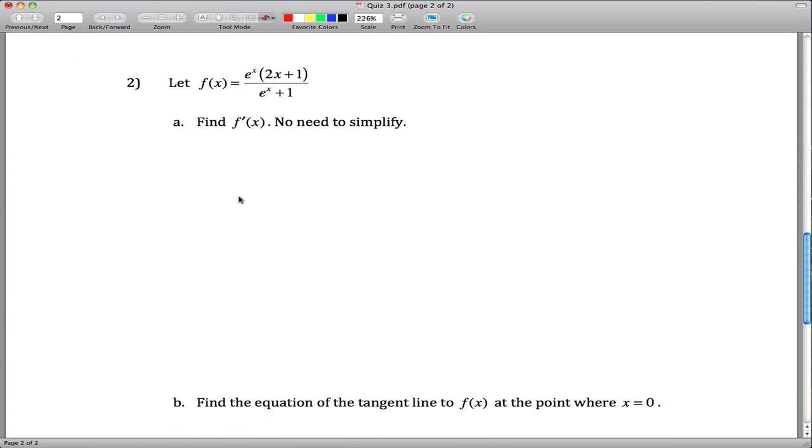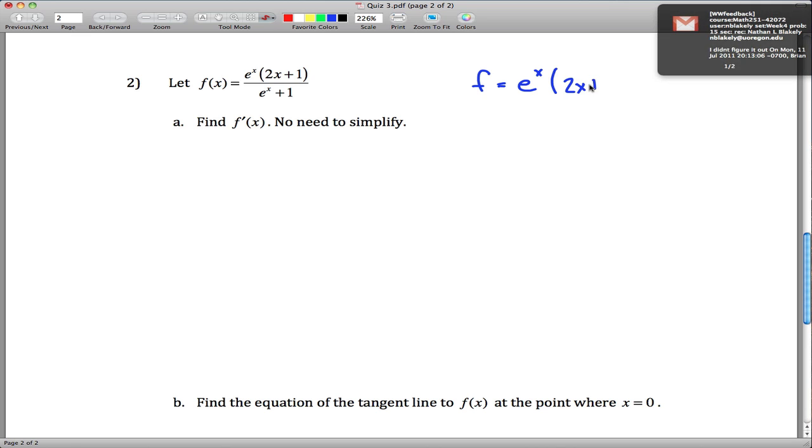Question number 2 was a little bit tricky. Maybe when you first look at this, you see a quotient rule. We got something divided by something. The thing on top is e to the x times 2x plus 1. The thing on the bottom is e to the x plus 1. The derivative of the bottom isn't too bad. Derivative of constant, it's just 0. Derivative of e to the x is e to the x.